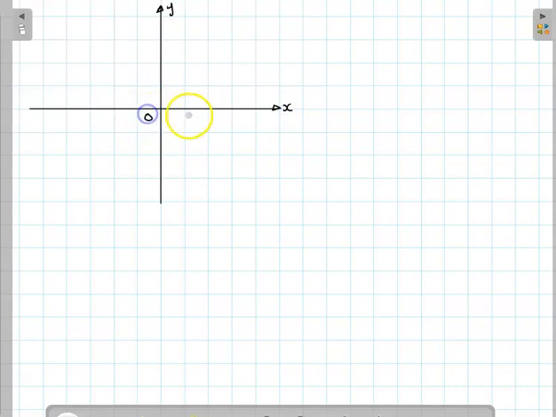Right, so I'll label it 1, 2, 3, 4, 5, 1, 2, 3, 4, 5, 1, 2, 3.